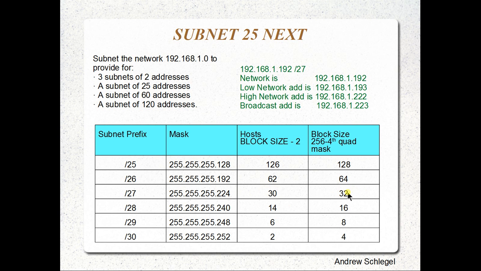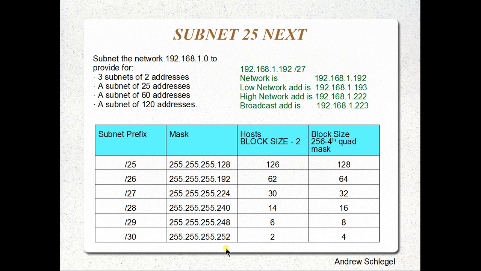And we have to realize our block size is 32. We ended at 192. So if we start at 192 and add 32, we end at 223. So at 223, that's the broadcast address. This is the network address. These are the usable IP addresses, 193 through 222.